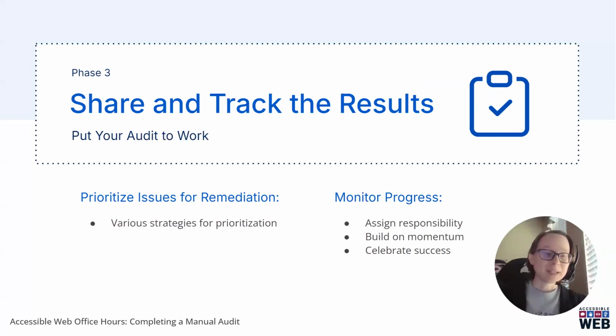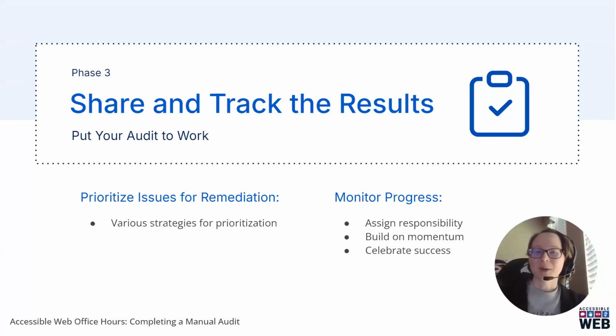Finally, phase 3 is to share and track the results. This is how you put your audit to work. In this phase, you're going to prioritize issues for remediation. There are various strategies to accomplish this, though in the interest of time, we're not going to go into detail at this moment, but there's various ways to approach this.